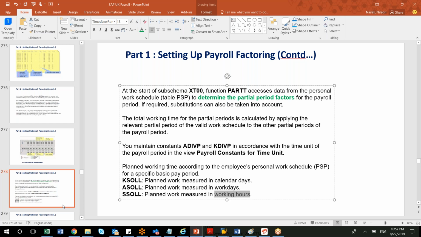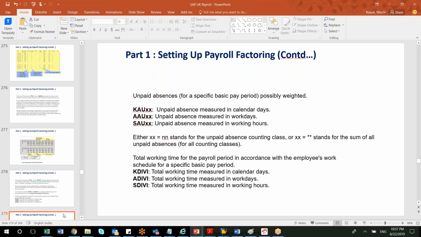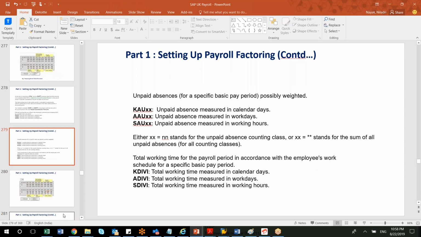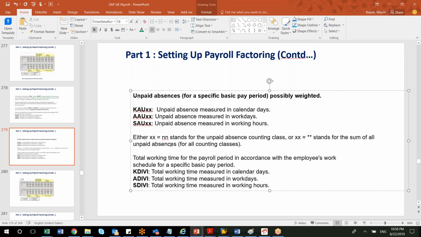Similarly, all this was about your planned working time as per PSP. Similarly, for unpaid absences, how they are calculated will be covered in another set of constants, say KAU, XS. In the same fashion, SAP has made the naming convention consistent so that it is easy to identify and easy to remember.